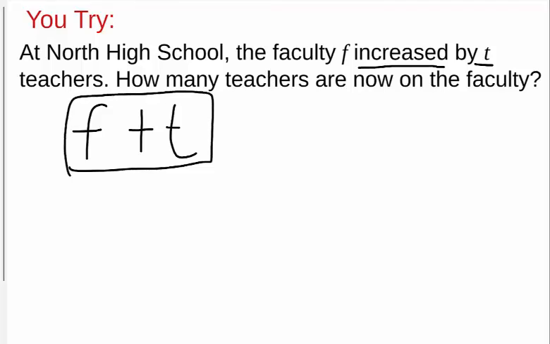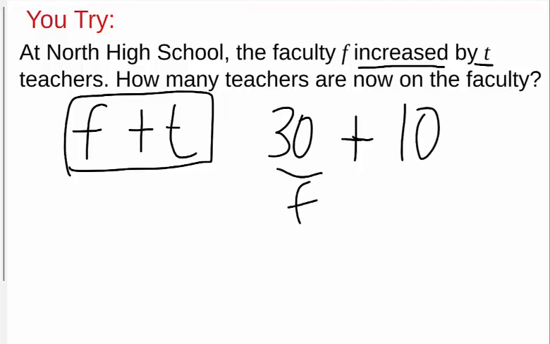If you're not sure, if you're like, is this right? Well, say the faculty had 30 teachers and they gained 10 teachers. So 30 is F. 10 is the number of new teachers, T. So it's F plus T. So we're sure of that.